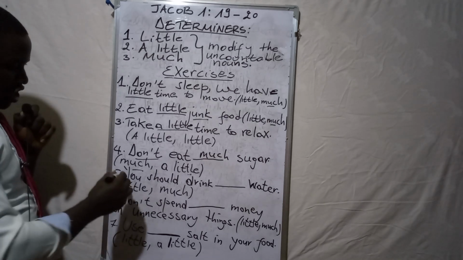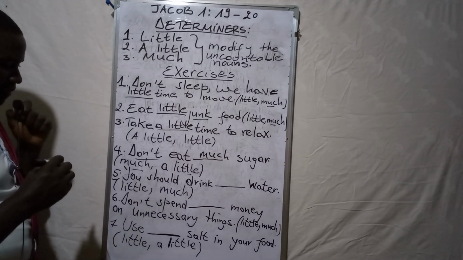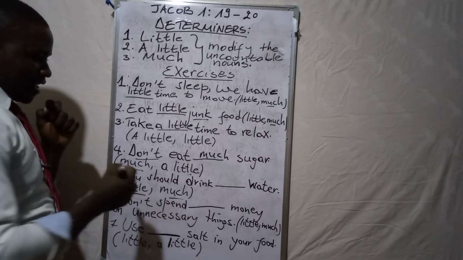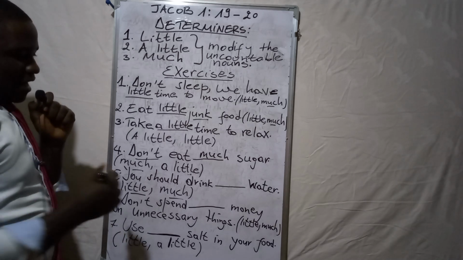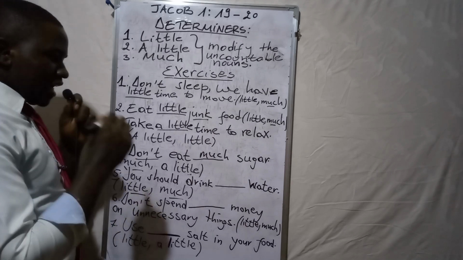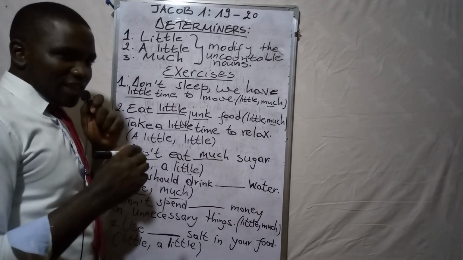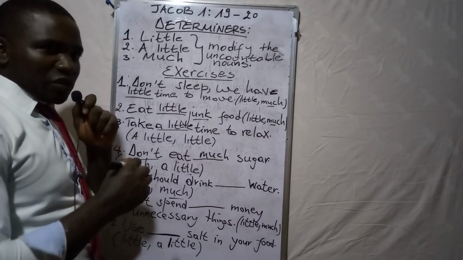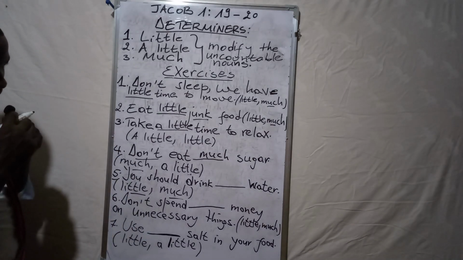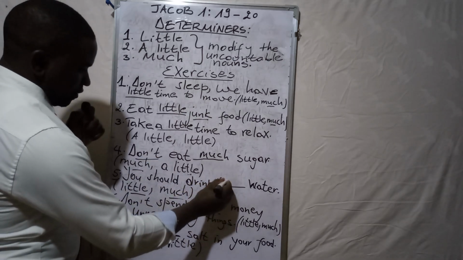Number five: you should drink blank water. Here we have little, much. According to this advice sentence, you should drink much water. It is advice that you can use in our daily life so that you can be healthy. You have to do sport and drink much water so that you can be a healthy one, right? Much water.